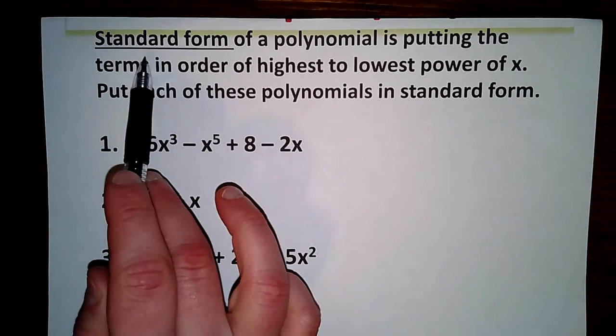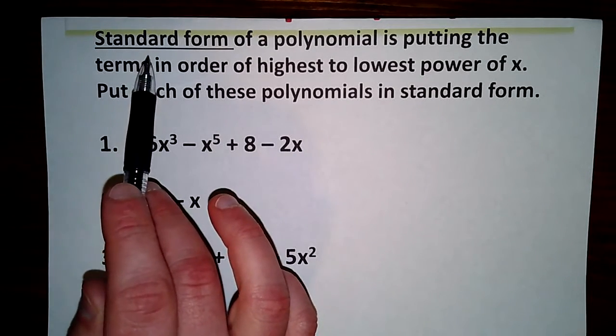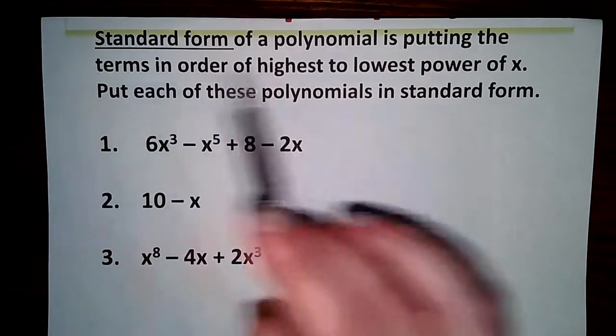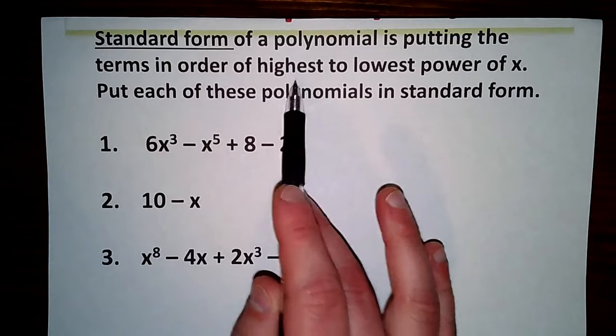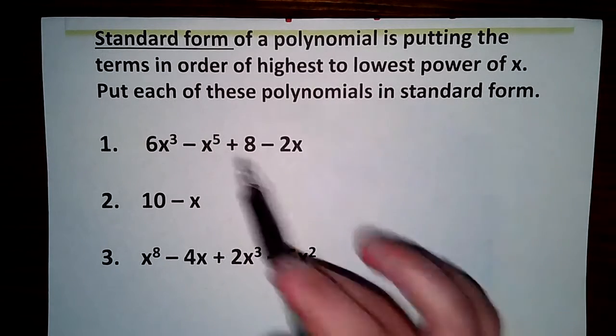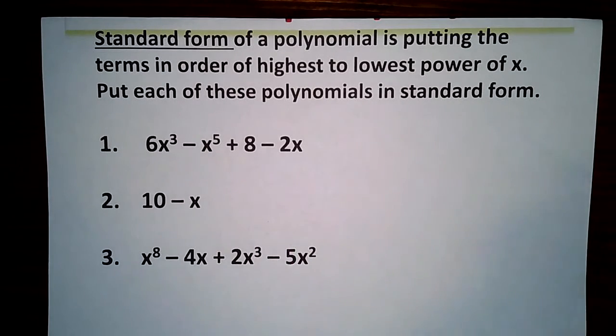Standard form, like we've had with quadratics and with linear functions and everything too, it says here standard form of a polynomial is putting the terms in order of highest to lowest power of x. Put each of these polynomials in standard form. So again, just kind of introducing a vocab term here. This is one of these that makes sense, and you're going to see it throughout this entire chapter of polynomials.